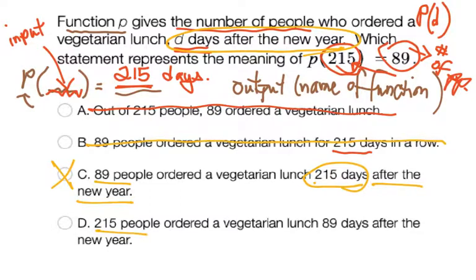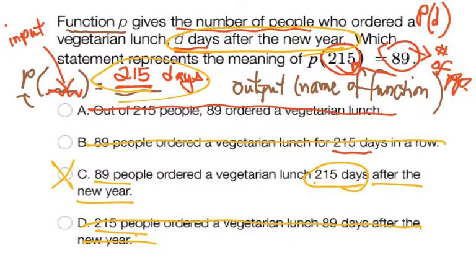Let's look at the last one just to make sure. 215 people. Nope, that's not right, because 215 is the number of days. So it is not that one. So it is C, 89 people. And what I want you to be able to do is break it down. Don't start looking at your options. Break down what you know first and then apply your answer to what you already know. That's the best way to do it.